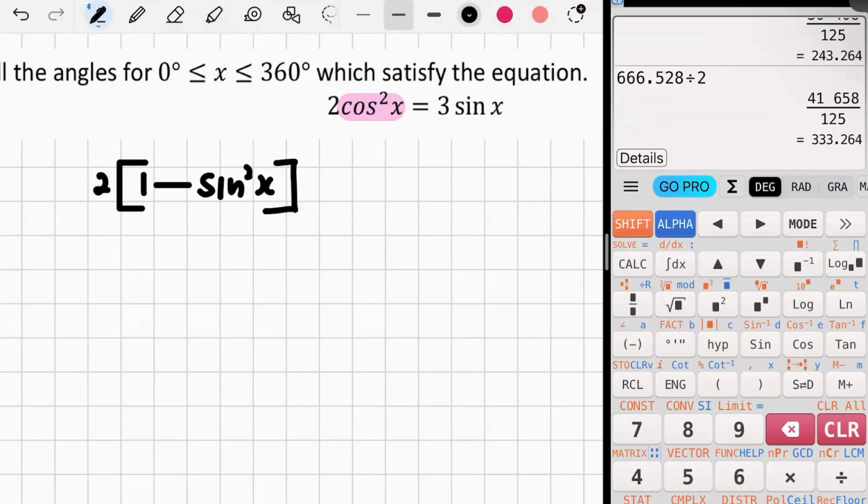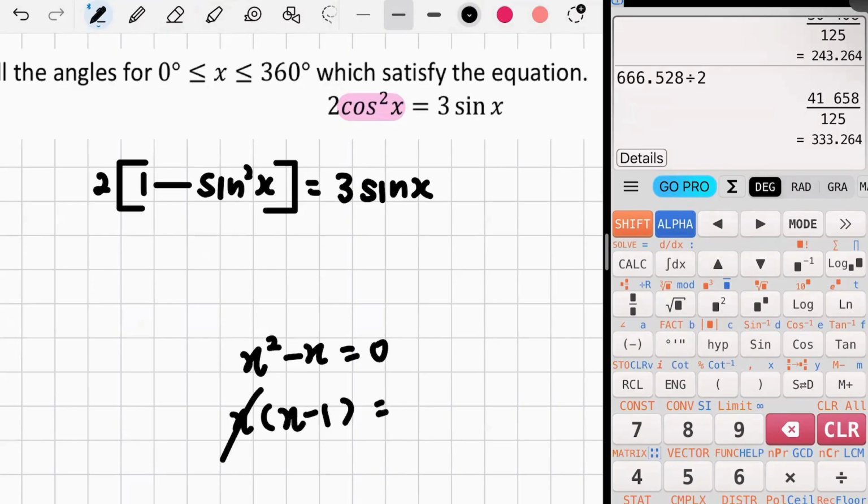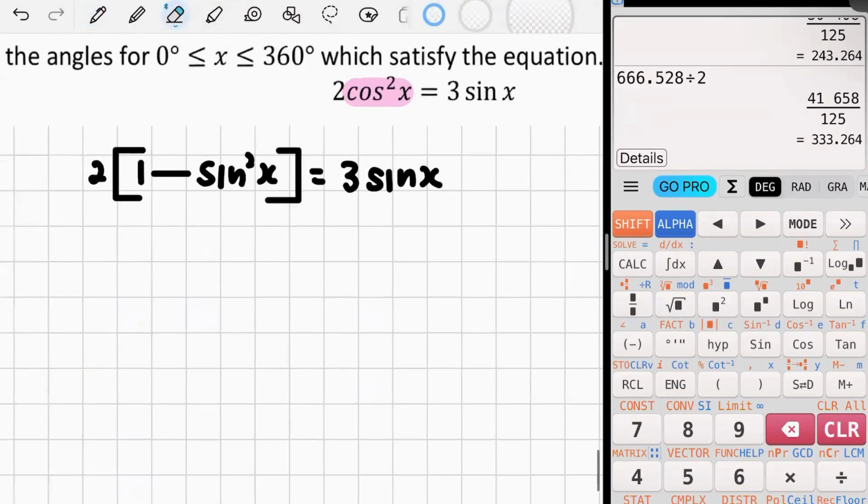Okay, 1 minus sine square. So you have to change identity from here. When you do this, remember you cannot just divide things by both sides. For example, x square minus x equals 0. When you factorize, you cannot just say, okay, don't want x like that. No, you cannot. There's one possible solution where x can be equal to 0. So same for trigo.